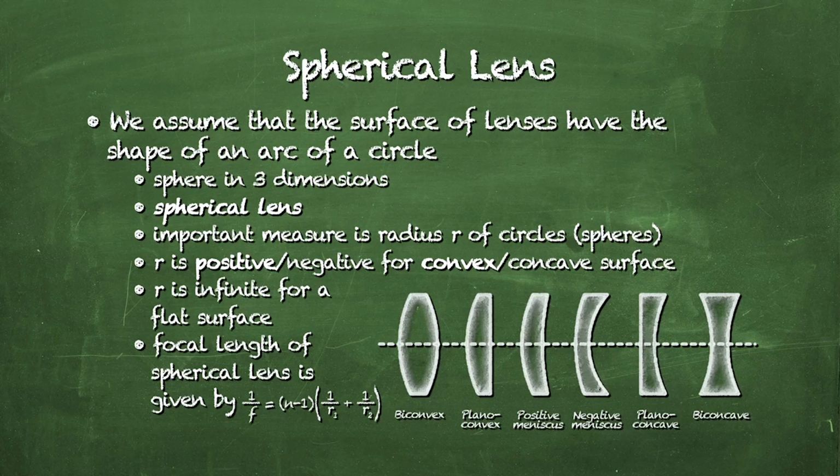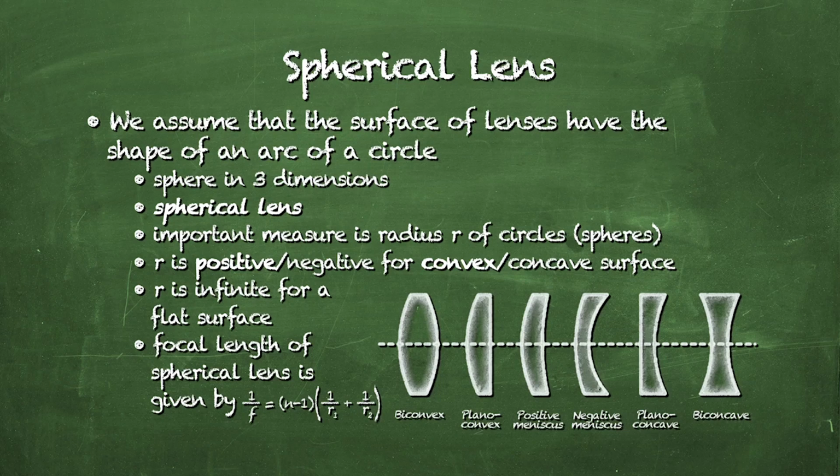And in this diagram, you can see several examples. From left to right, we have a biconvex lens where both of the surfaces bulge out. So both of those surfaces would have a radius of curvature that is positive. In the next lens from the left, we have a plano-convex lens, meaning that we have a convex side on one side and a plane on the other. For a plane, or a flat surface, the radius of curvature is infinite.